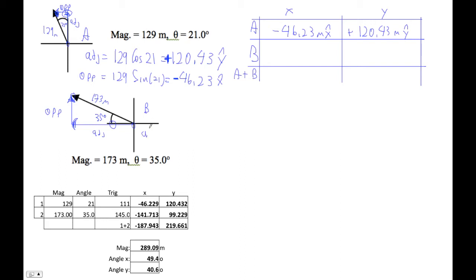So my adjacent side is equal to 173. It's always hypotenuse cosine of 35. So 173 cos 35 is 141.71. Okay, now my opposite side is 173 sine of 35. Gotta put the parentheses around there. Okay, so here we go. 173 sine 35. I'm getting 99.23.